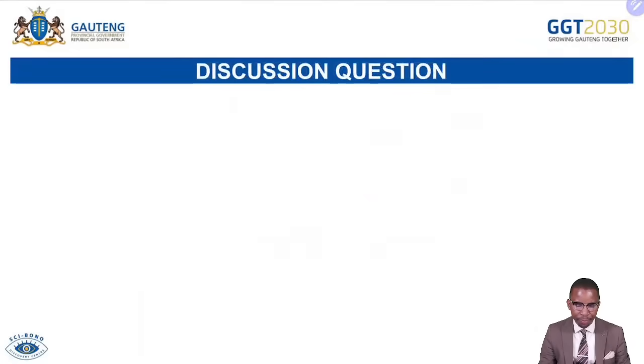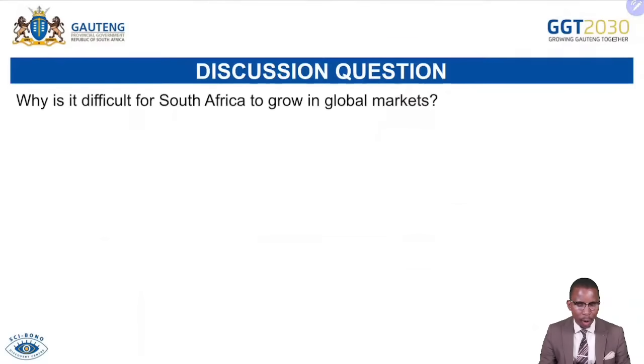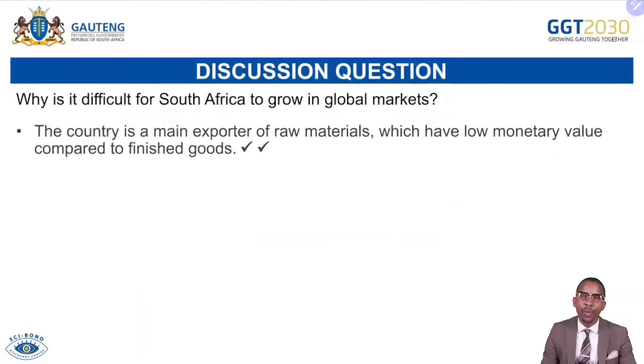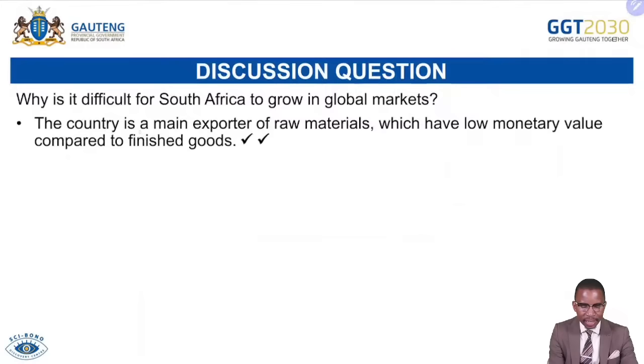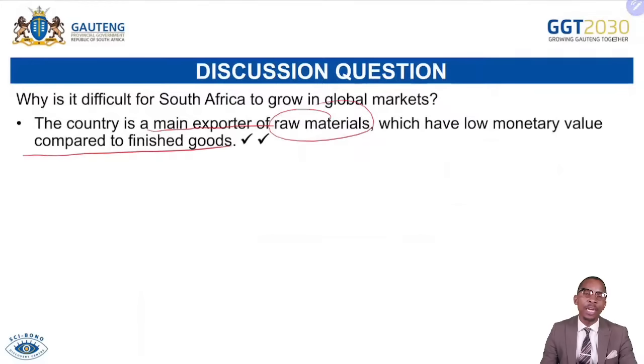Okay, we continue with the discussion questions. Why is it difficult for South Africa to grow in the global markets? So we know that as South Africa we are developing, so we cannot grow easily in global markets for the following reasons. The country is the main exporter of raw materials, which have low monetary value compared to finished goods. So as we sell our natural resources or raw materials unfinished or unprocessed, they just have a strategic value. We sell them at the lower cost.